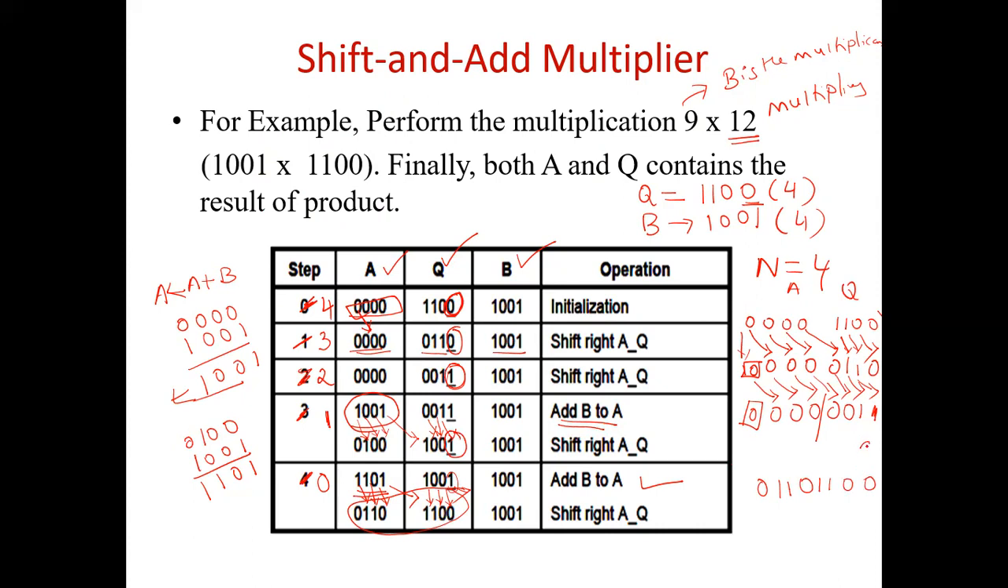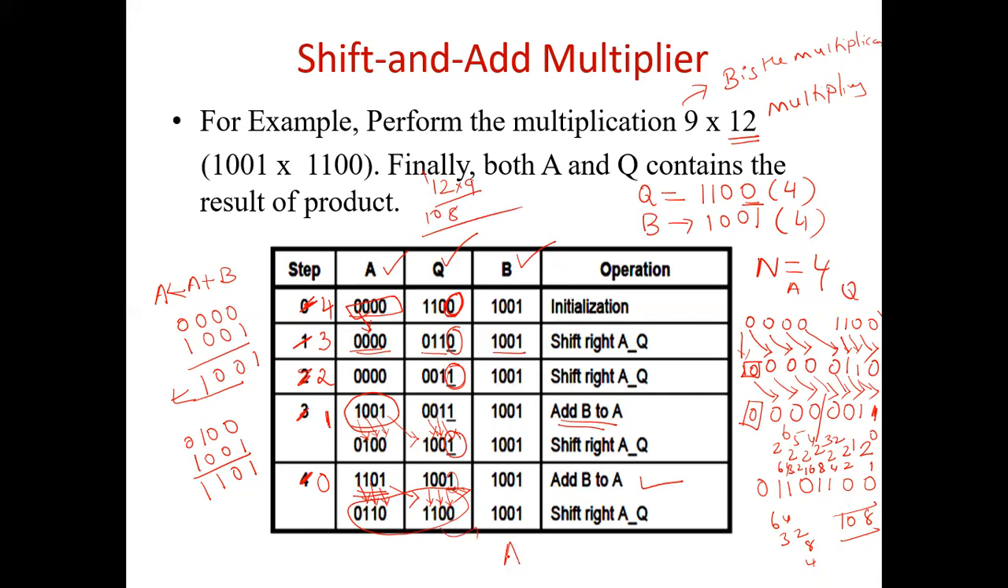What is the output? 2 power 0, 2 power 1, 2 power 2, 2 power 3, 2 power 4, 2 power 5, 2 power 6. So this is 1, 2, 4, 8, here 16, 32, 64. What is the answer? 64 plus 32 plus 8 plus 4, so 12, 44, answer is 108. The same thing in normal decimal multiplication, 12 into 9 is 108. So the answer is correct.